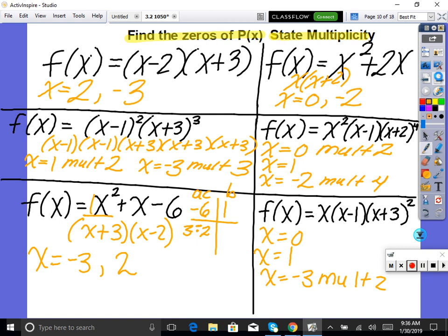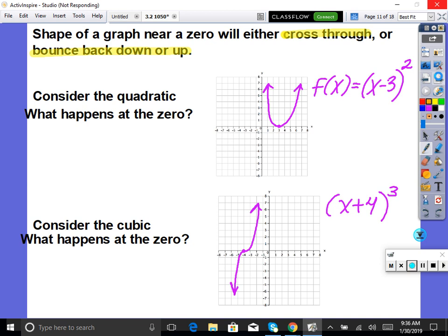Now let's talk about what's happening when we have multiplicities of 1 or greater. So everybody listen. The shape of a graph near the zero will either cross through or bounce. Do you guys see how this one's bouncing? And this one's crossing through. That will always happen. It'll either cross through the zero or it's going to touch the zero and bounce. So let's look at this. X minus 3 squared. Isn't my zero x equals 3 with multiplicity of 2? And here it is, touching at 3. And what's it doing? Bouncing back up. Okay, interesting.